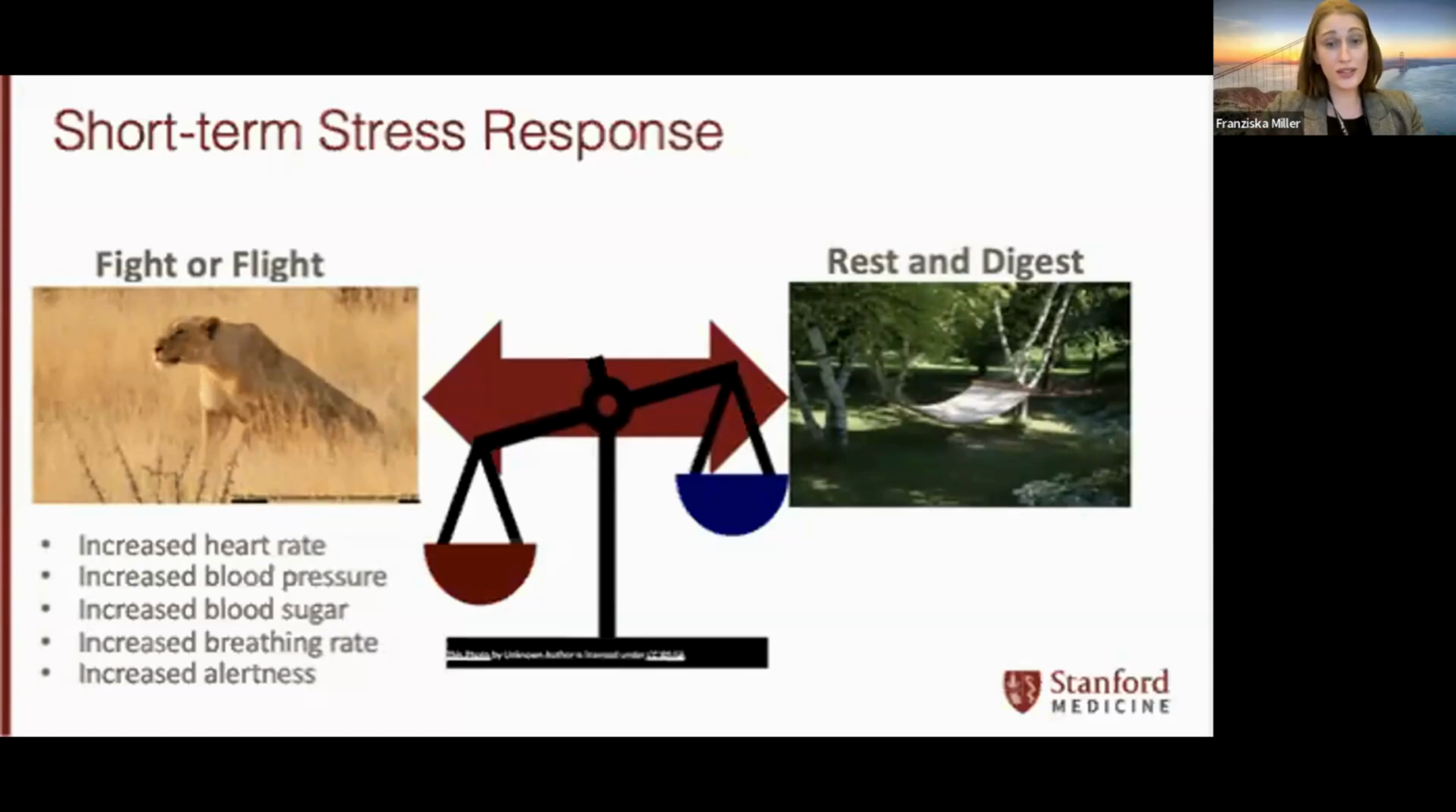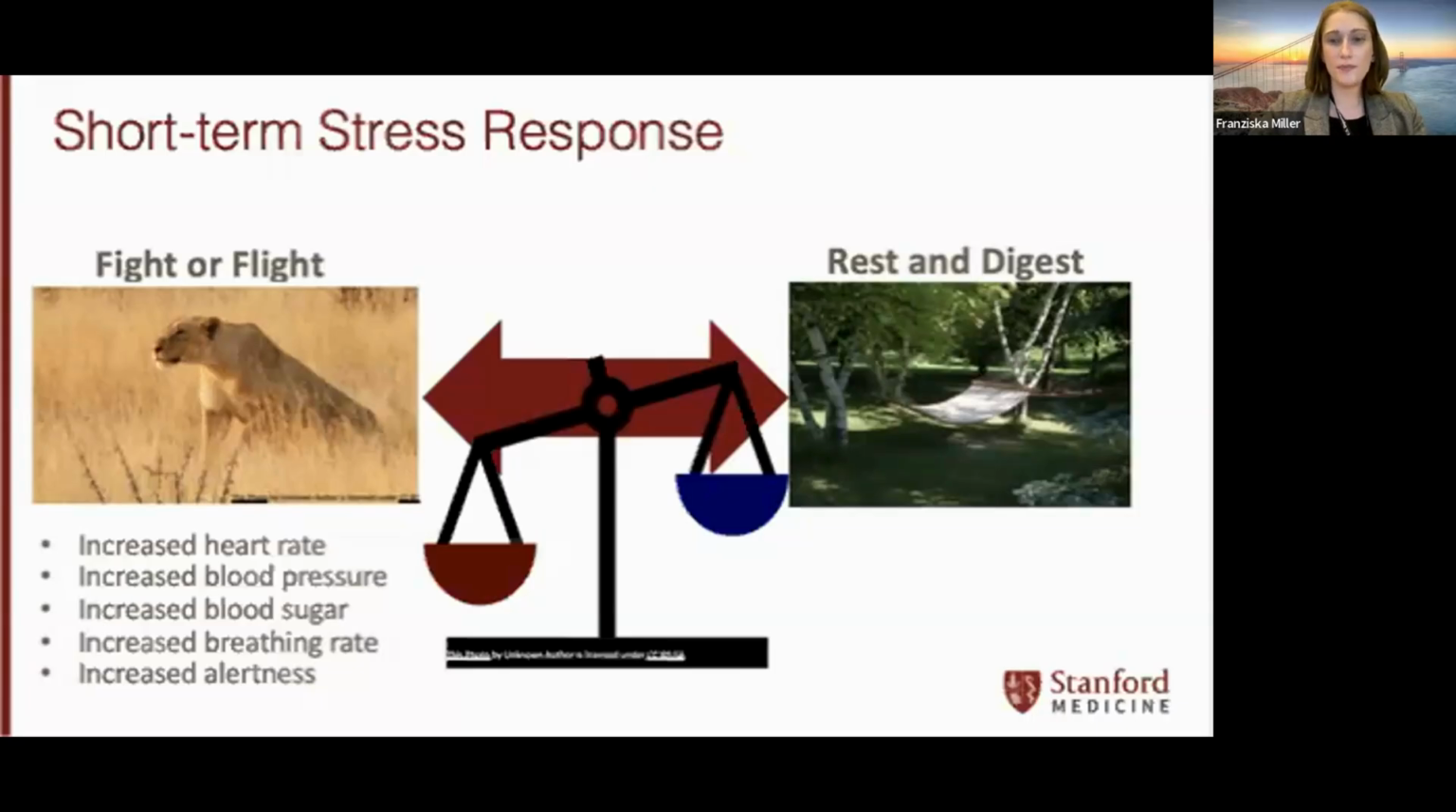So short-term stress can actually be really beneficial because it can suppress pain. And it increases the release of substances in our body that block the perception of pain. Those are our natural painkillers, for example, endorphins.